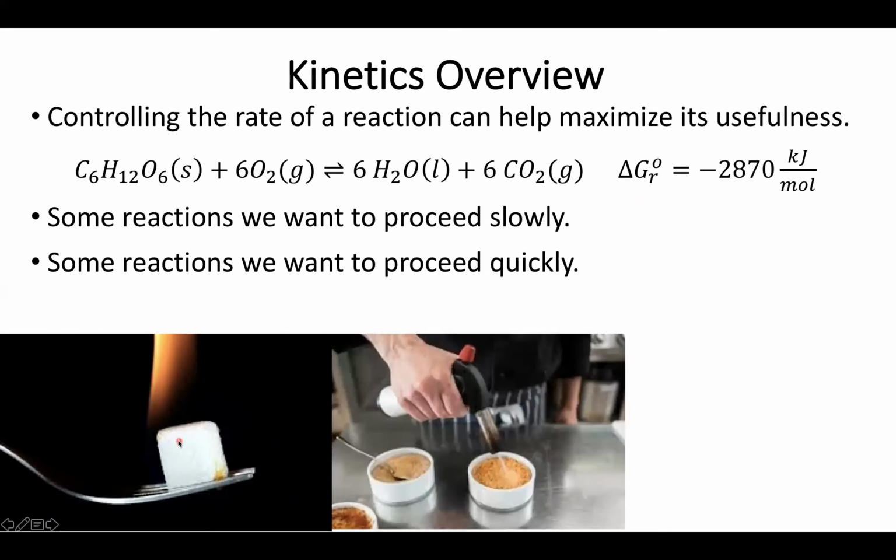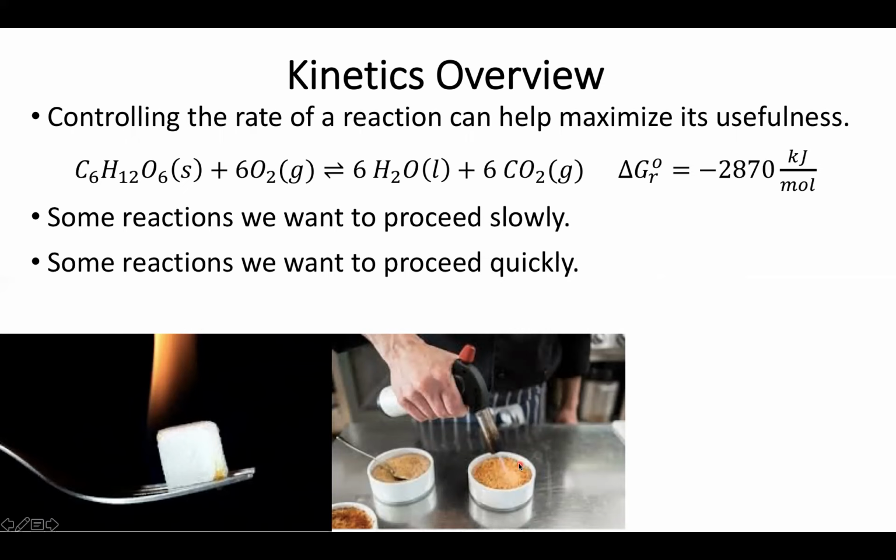However, sometimes you want reactions to proceed quickly. This same burning of sugar is also a key part of caramelization, which is what makes creme brulee creme brulee. You go ahead and take a blowtorch and you sear or quickly burn the very top layer of the sugar so it makes this crackly crust.